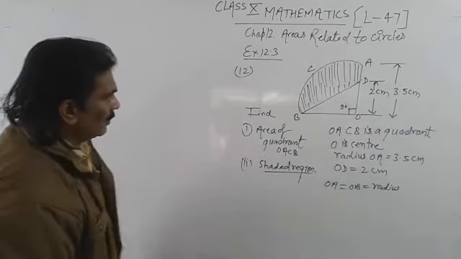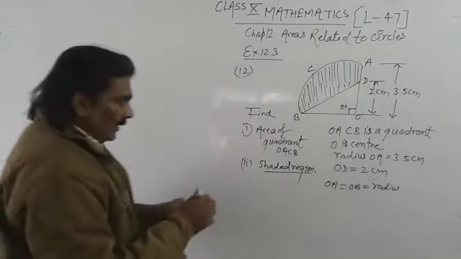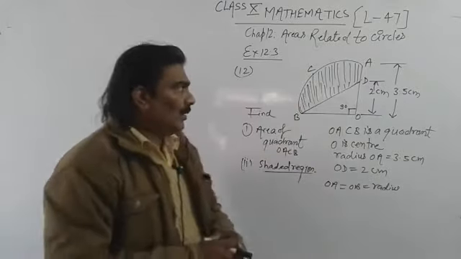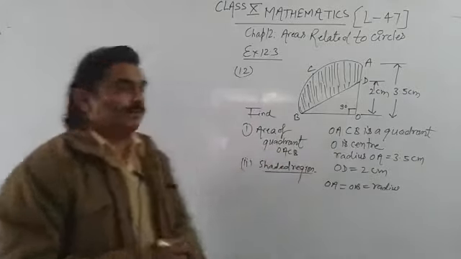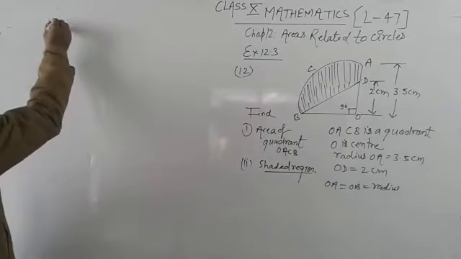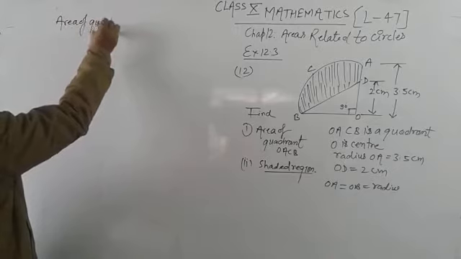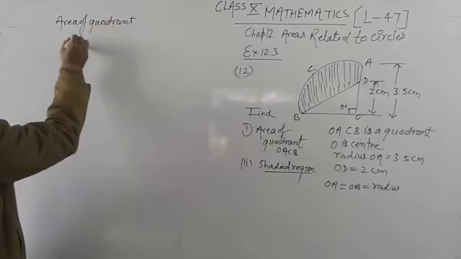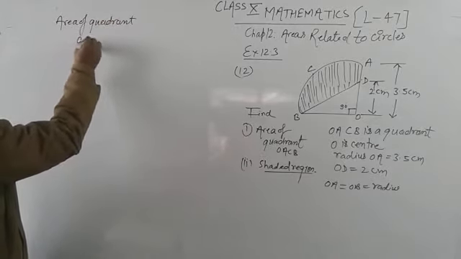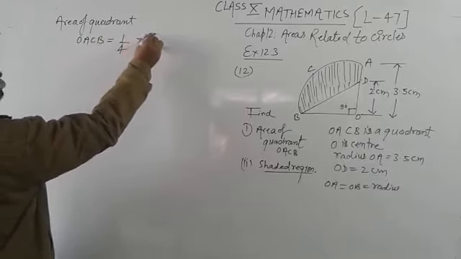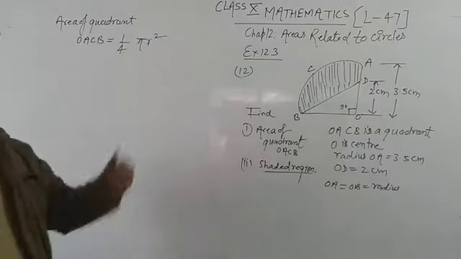So here there are 2 ways to find the area of a quadrant. Number 1, using the formula area of sector. Number 2, 1/4th part of the area of circle. So here students, first of all, area of quadrant OACB is equal to 1/4th part of the area of circle, pi r square. So we will use this formula.